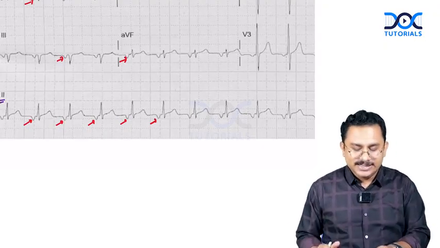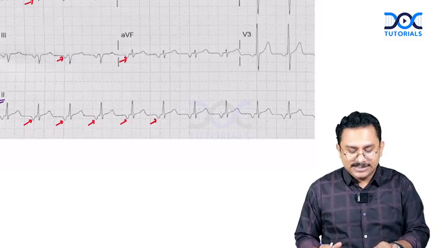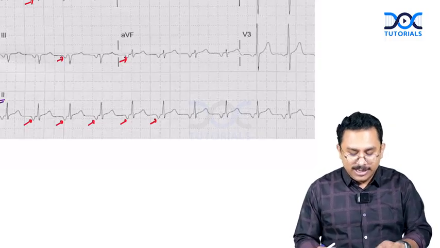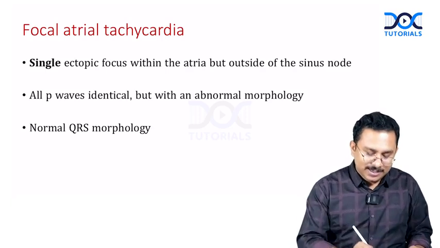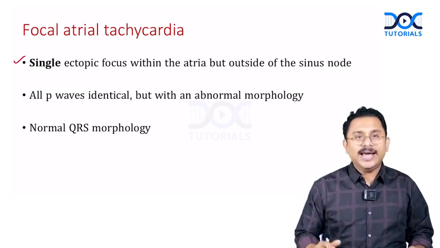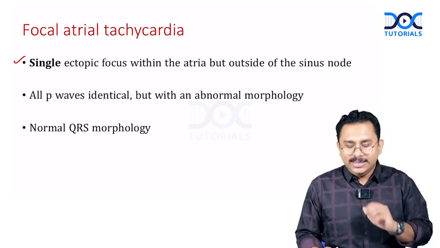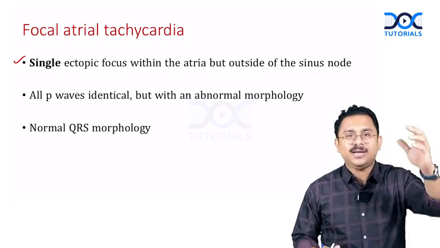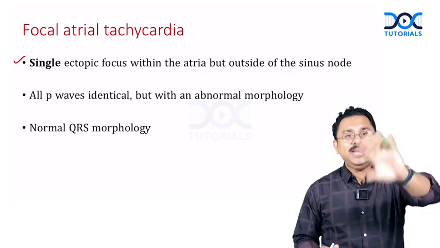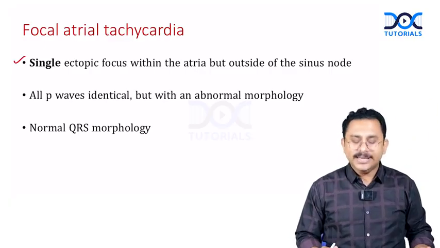So what is this ECG known as? This is the ECG of a focal atrial tachycardia. So what is happening in focal atrial tachycardia is there is a single ectopic focus within the atria but outside the sinus node. It is supraventricular, but the focus is anywhere outside the sinus node.